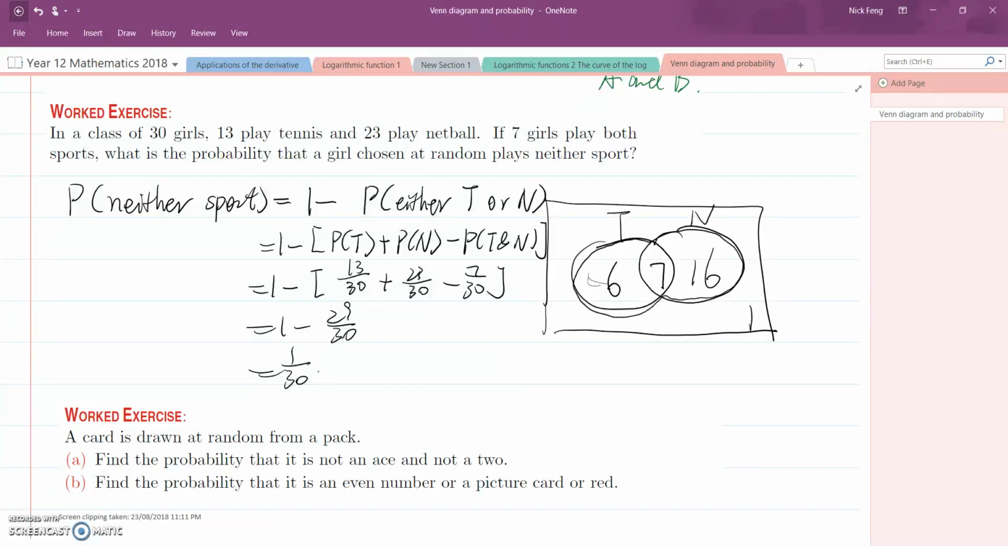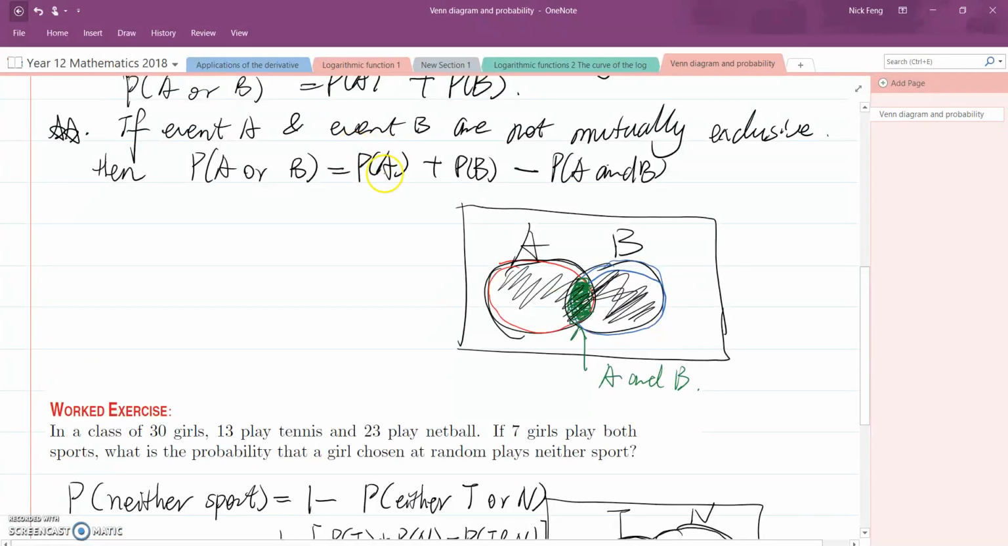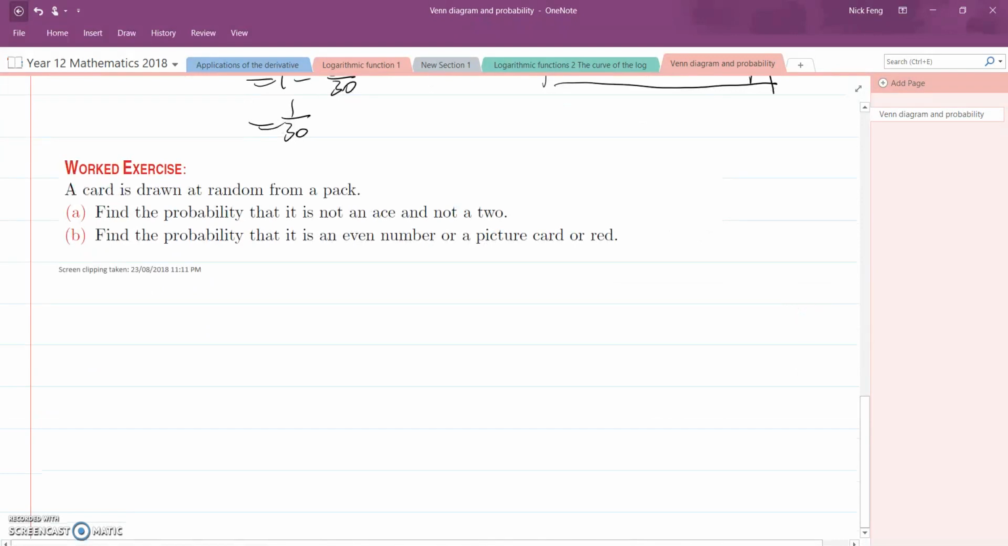Okay, so remember, the probability of A or B is the probability of A plus the probability of B minus the probability of A and B, which is the middle part, because you have over added it.